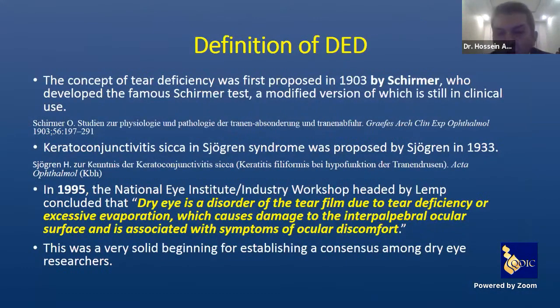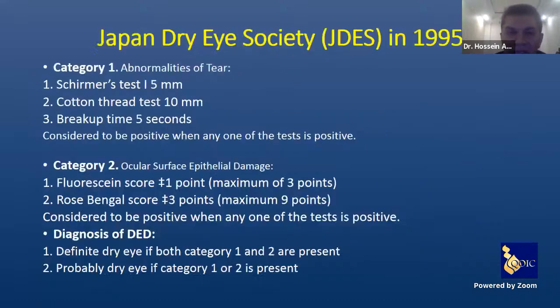Let me give a historical overview of the definition of dry eye disease. The first definition was proposed in 1903 by Schirmer, then by Sjögren, and then Lemp presented the first formal definition of dry eye in 1995. Dry eye disease is a disorder of the tear film due to tear deficiency or excessive evaporation, which causes damage to the interpalpebral ocular surface and is associated with symptoms of ocular discomfort. It was the solid beginning for the consensus on the dry eye definition.